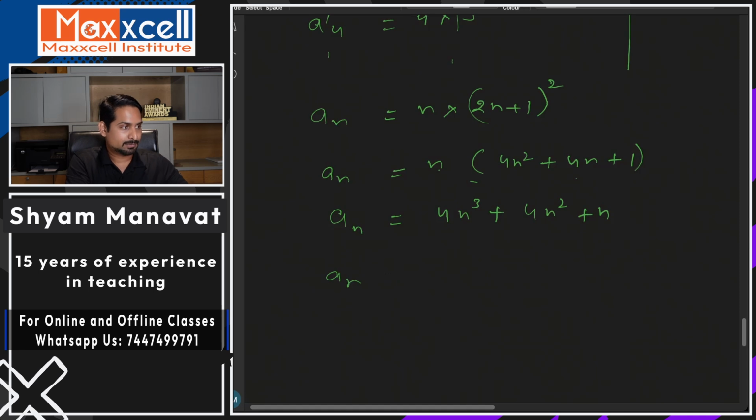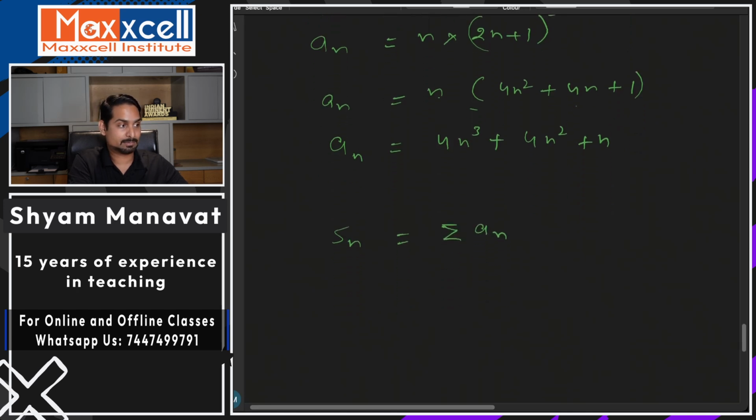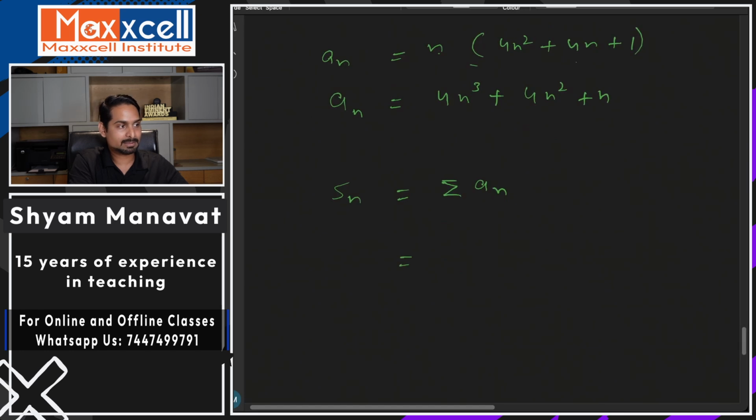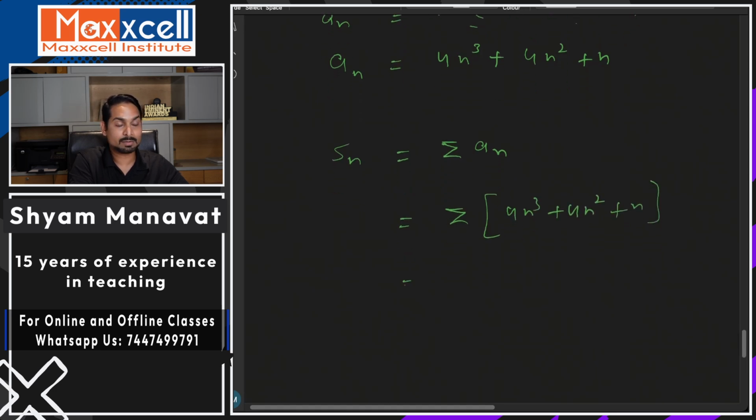Now I got the nth term. Now what's next? I need to find out the sum of the nth term. The sum of the nth term is equal to the summation of the nth term. Summation of 4n cube plus 4n square plus n. You don't have to write all these steps when you are solving in the exam. Now open the bracket, take the summation inside. So I have 4 into summation of n cube plus 4 into summation of n square plus summation of n.